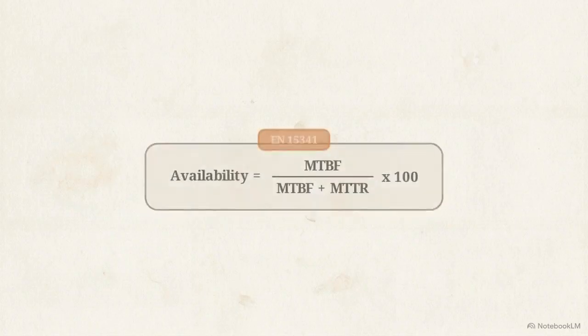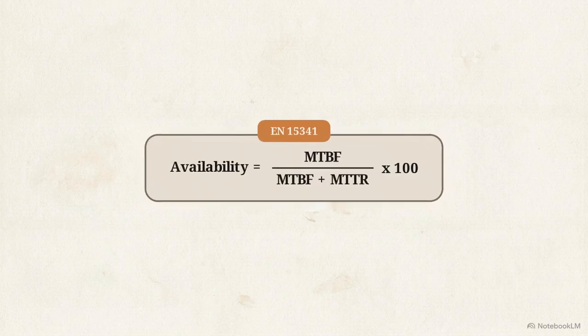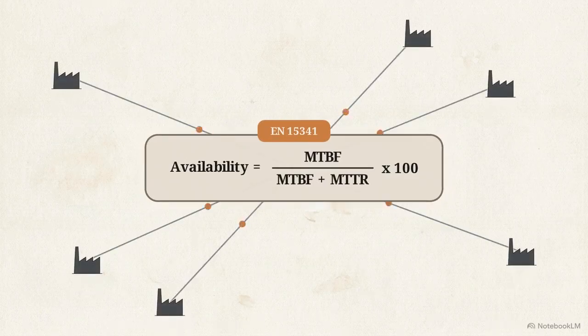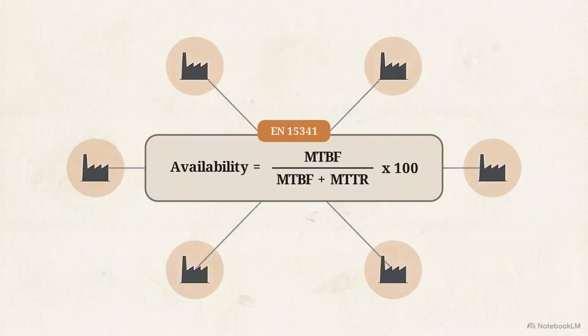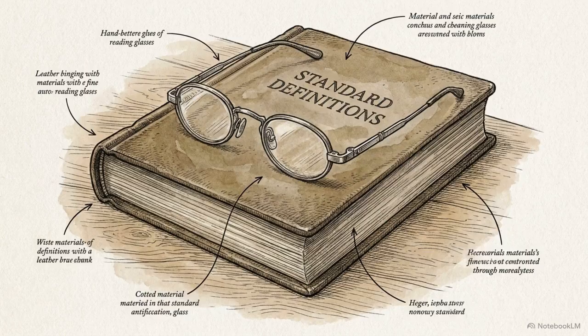This formula illustrates EN 15341. It provides an unalterable library of key performance indicators, linking separate plants together under a single mathematical truth. Leadership must standardize the organizational dictionary before they can trust the operational numbers.